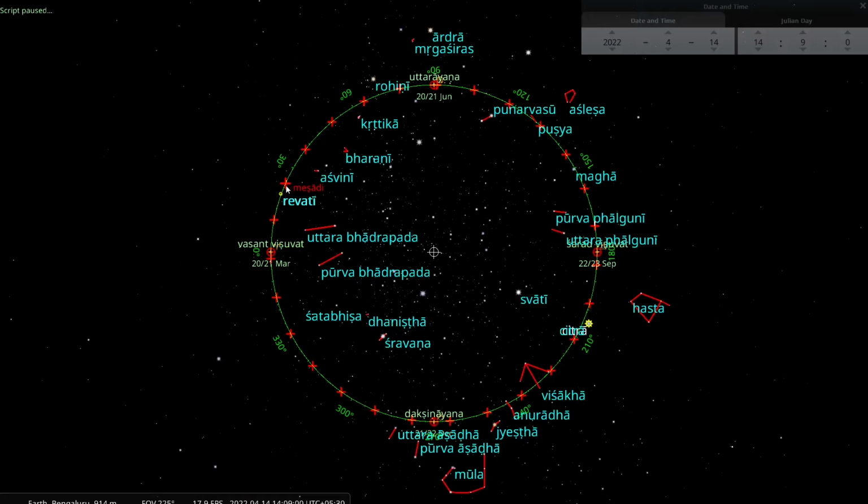So here Meshadi is the beginning of Ashwini nakshatra, and then this is the Ashwini nakshatra segment. These plus symbols demarcate the nakshatra segment. So this is Ashwini, this is Bharani, Kritika, etc. Now let me go back.